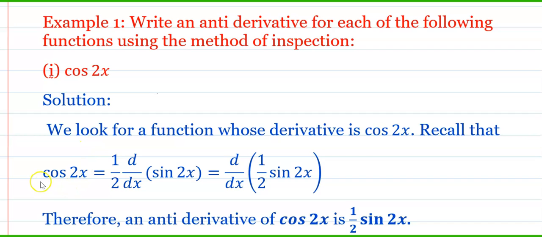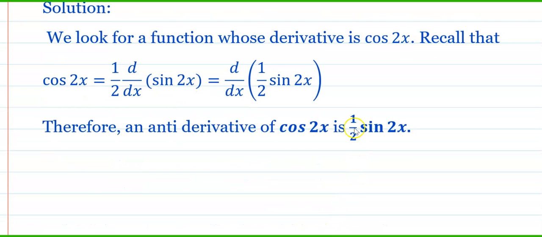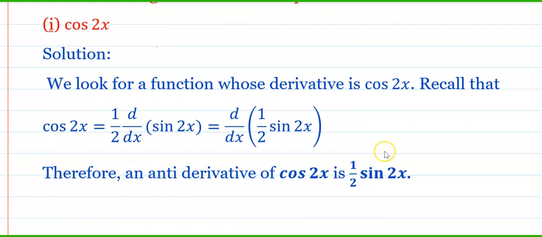See this here, cos of 2x is 1 upon 2 d/dx of sine of 2x. We can take this 1 upon 2 inside the bracket, that is d/dx of 1 upon 2 into sine 2x. Its derivative is cos 2x, and hence the integral of cos of 2x is nothing but 1 upon 2 sine 2x. Okay.